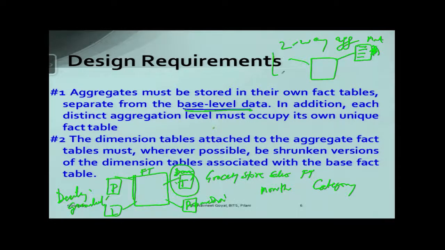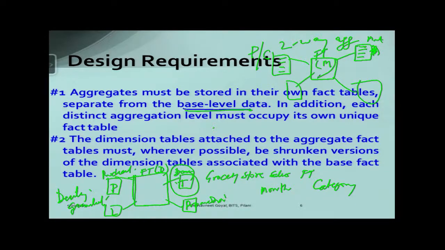Similarly, if I go to the product dimension, this would now become the category dimension. Only those attributes which apply at the category level or above will be kept in this, and the rest of the dimensions will remain as they are. So I create an additional fact table. This is a fact table at the daily grain, and this is a fact table which is at the monthly grain.